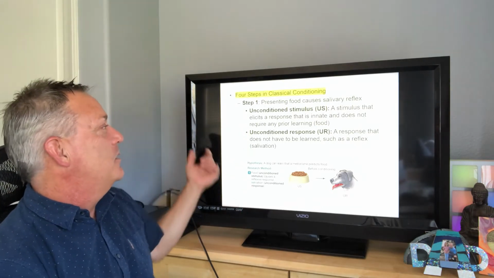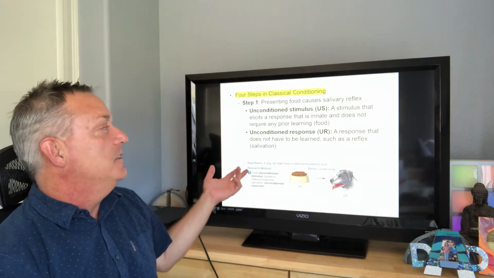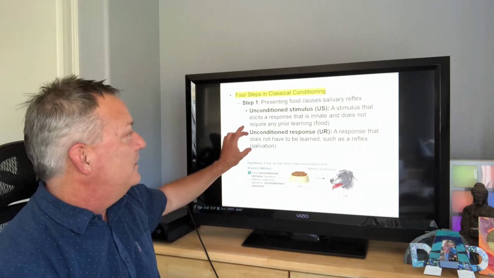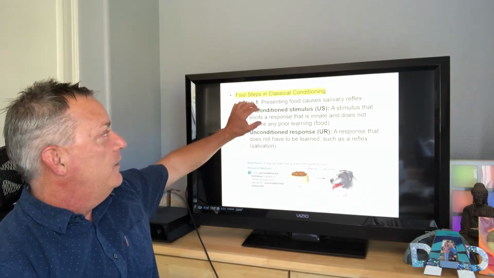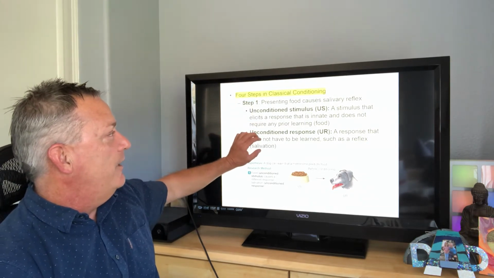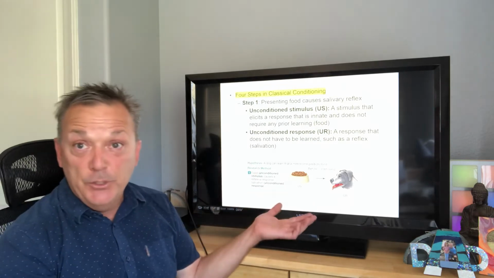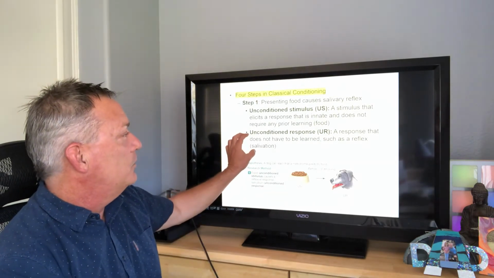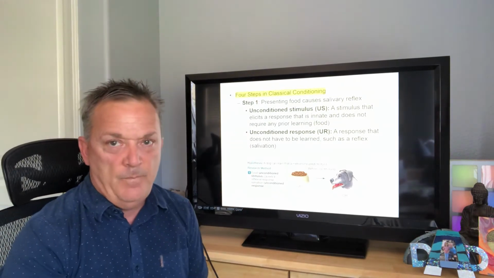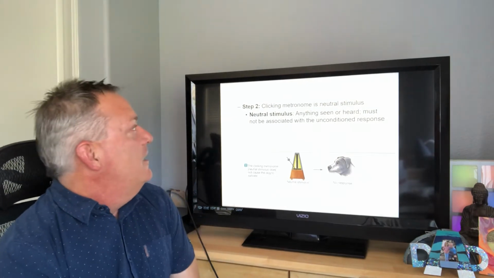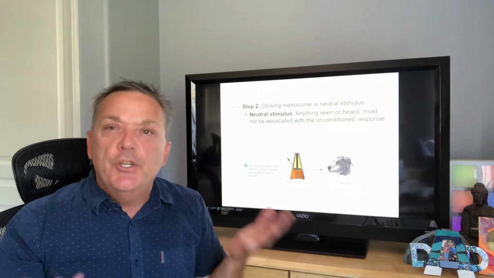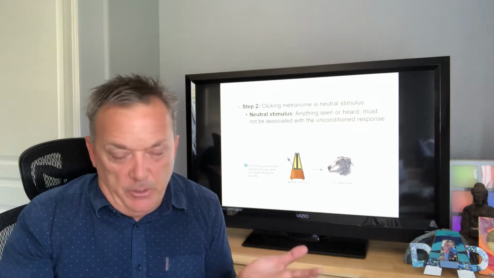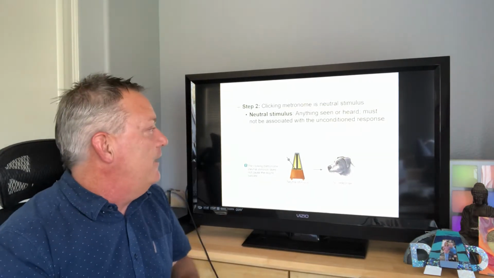Unconditioned response, a response that does not have to be learned, such as a reflex salivation, okay? So not learned, stimulus, response. Food, salivation. Unconditioned stimulus, food. Unconditioned response, salivation. Step 2, click the metronome and the dog doesn't salivate, because metronomes do not, evolutionary-wise speaking, make dogs salivate. They're not very yummy.